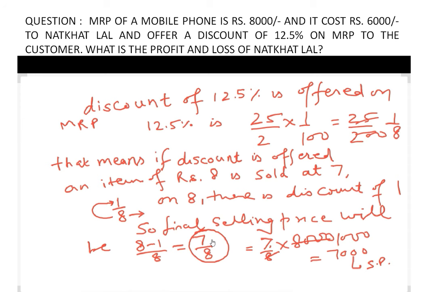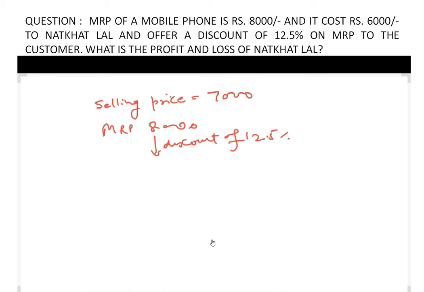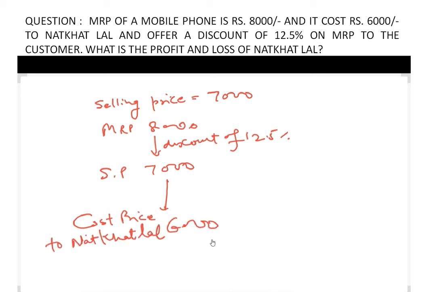So here we are given the MRP and the cost price of that item, and now we have to find out the selling price also. Selling price is 7,000. So for this item MRP was 8,000. There was a discount of 12.5%. So the selling price comes out to be 7,000. Cost price to Natkhat Lal is 6,000. So there is a profit of 1,000 rupees.